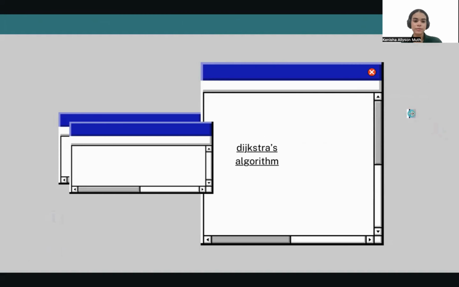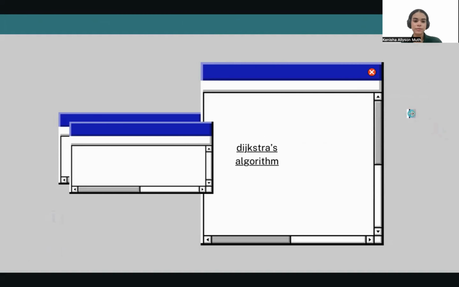Firstly, with Dijkstra's algorithm. Dijkstra's algorithm, named after computer scientist Edgar Dijkstra, is designed to find the shortest path between nodes in a graph. It's widely used in network routing, geographical mapping, and even in game development. So before we head on to our example, let's break down the algorithm.